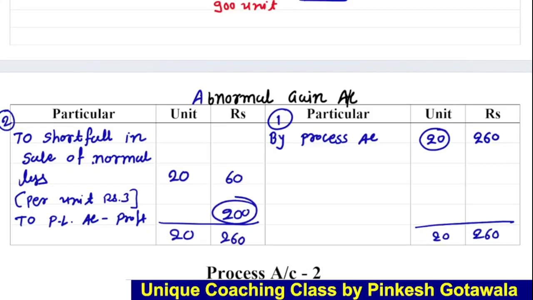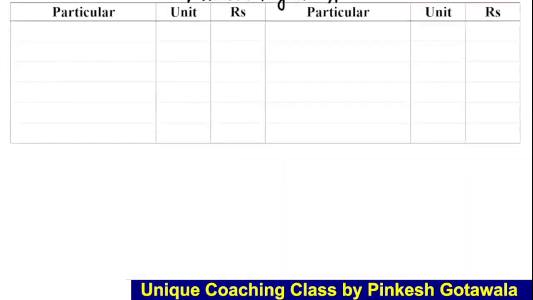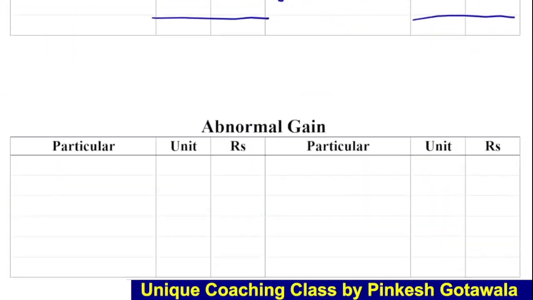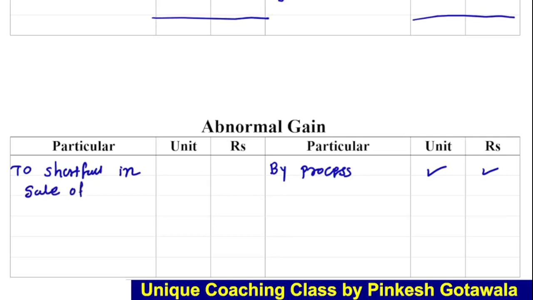તો ઓલ્સો રિમેમ્બર અબનોર્મલ ગેઇન ફોર્મેટ. ઓકે, અબનોર્મલ ગેઇનનું ફોર્મેટ કયું આવશે તે ફર્સ્ટ ઓફ ઓલ, ફર્સ્ટ એન્ટ્રી ફ્રોમ પ્રોસેસ અકાઉન્ટ. પ્રોસેસમાં અબનોર્મલ ગેઇન ડેબિટ હશે, હિયર ઇટ વિલ બી ક્રેડિટ, process account. Second, debit side, which entry we have to give? Shortfall in sale of normal wastage.